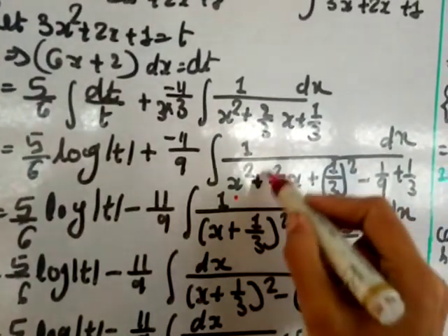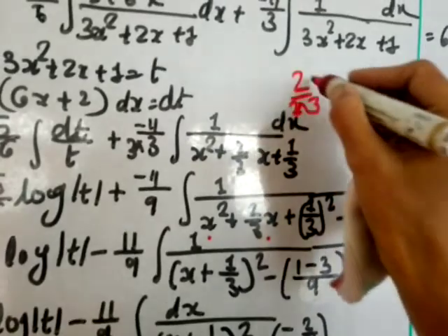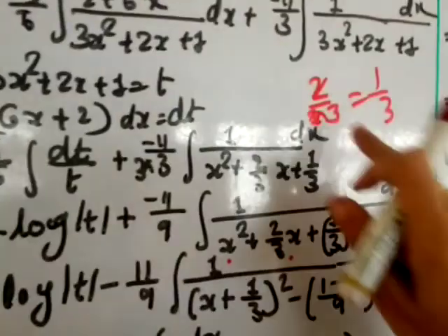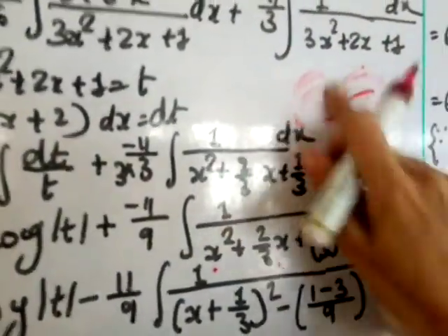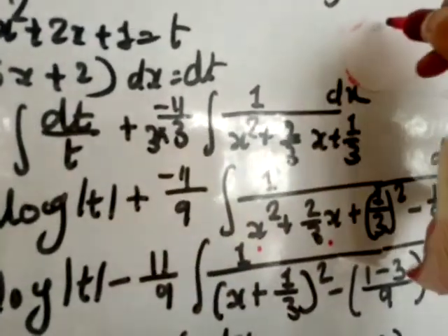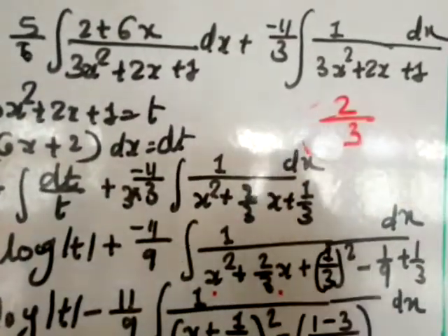I have to take the coefficient of x, that is 2 by 3, and divide by 2. So 2 2, you get 1 by 3. See what I have done is I am taking the coefficient of x. We have done it last time, the coefficient of x is 2 by 3. So take 2 by 3 out and divide by the coefficient of x, divide by 2.